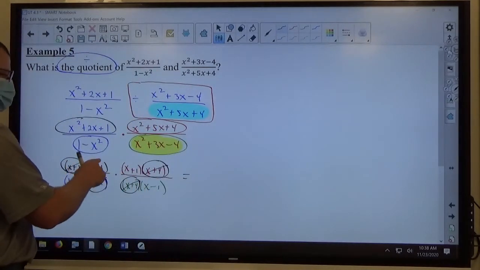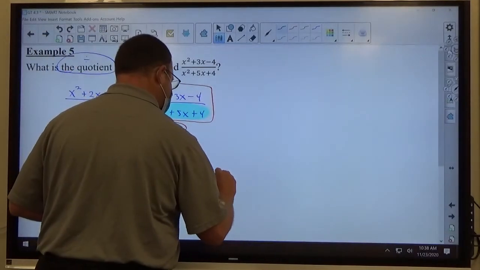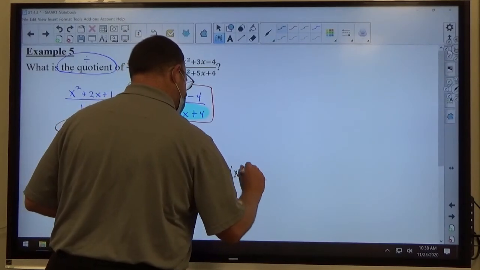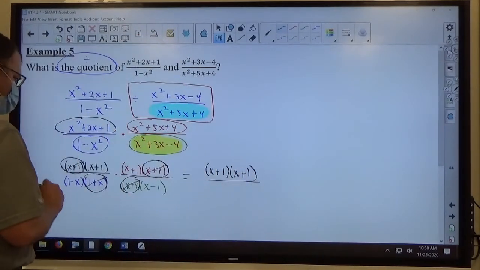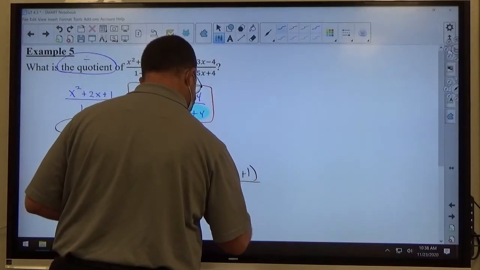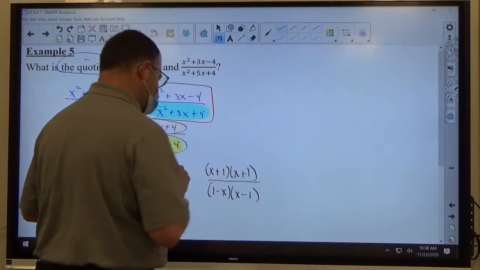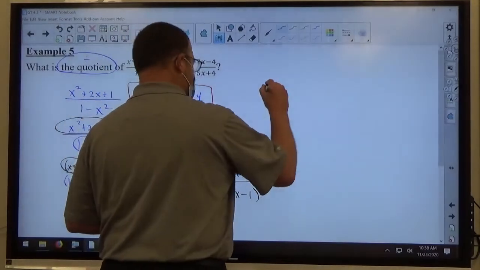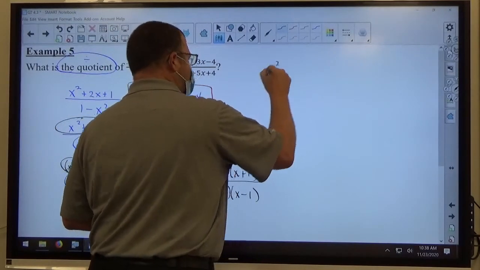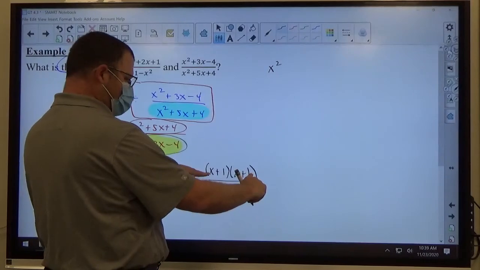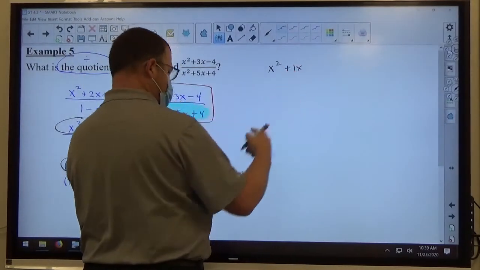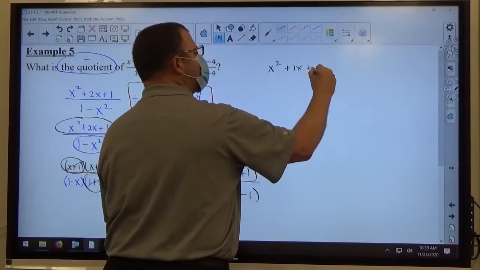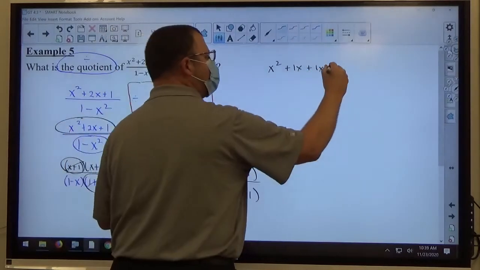On top I've got x plus 1 times x plus 1. On the bottom I have 1 minus x times x minus 1. In each case that's a binomial times a binomial structure, so that's just going to be a FOIL to multiply them out. So on top I'm going to have x squared, first times first. Outsides 1 times x is going to be 1x. Insides 1 times x is going to be 1x. And last times last is going to be plus 1.